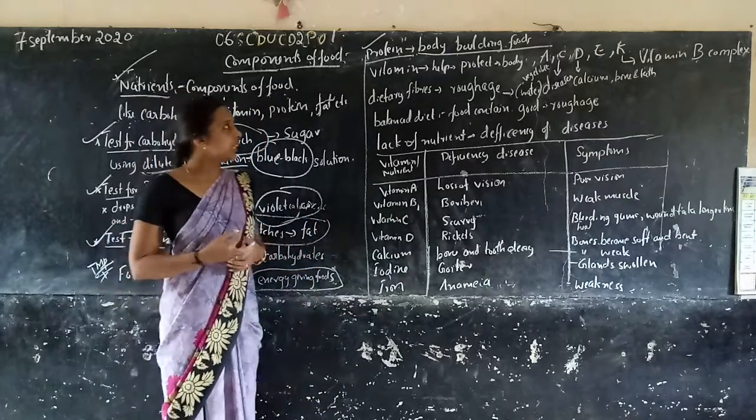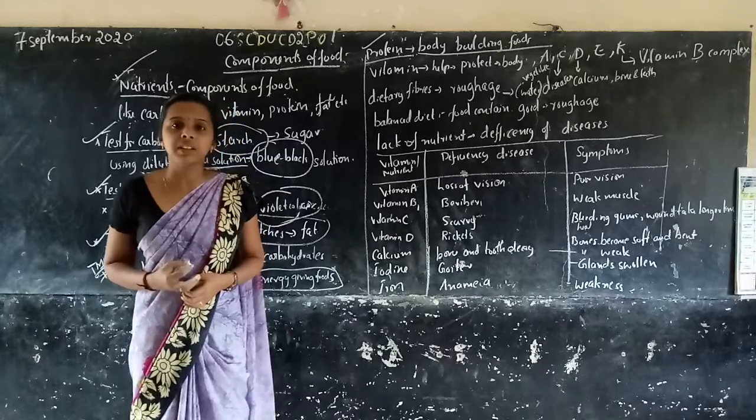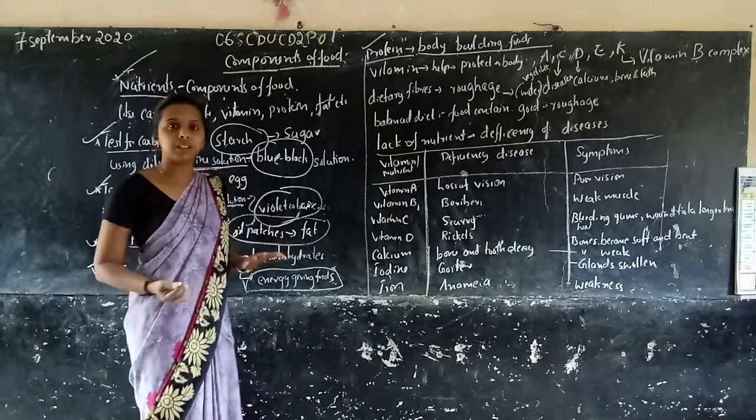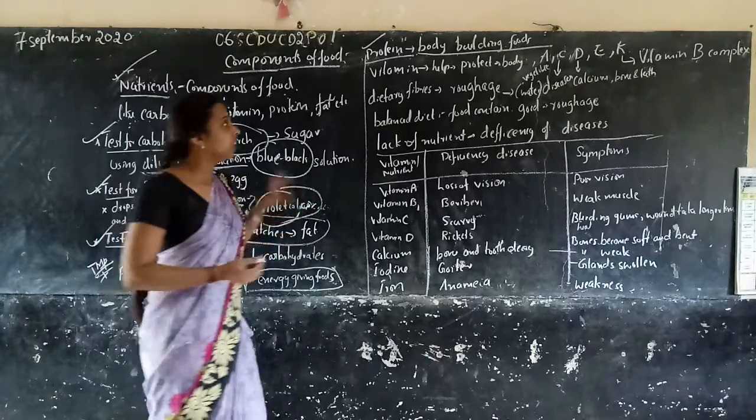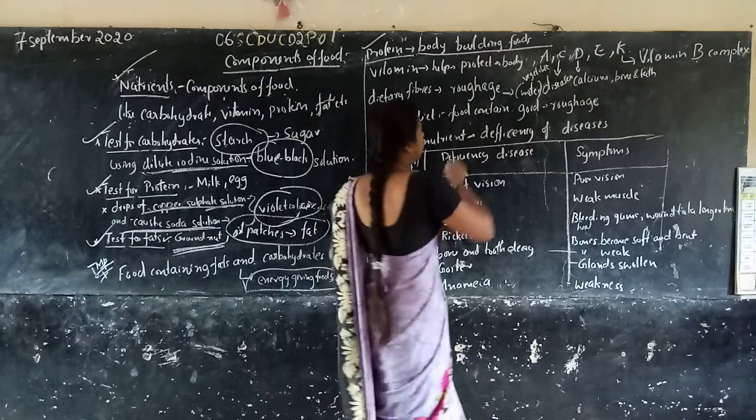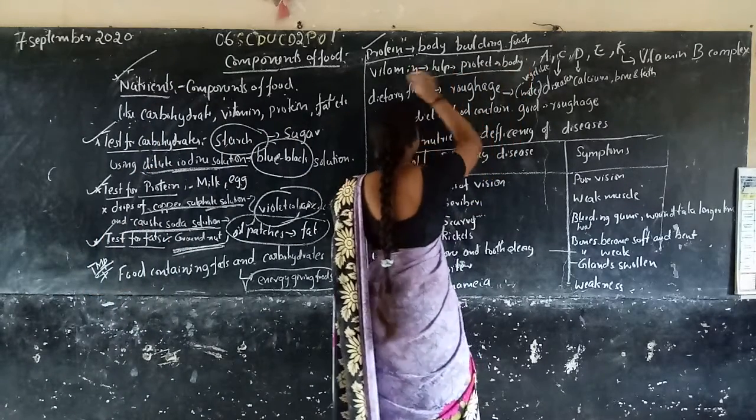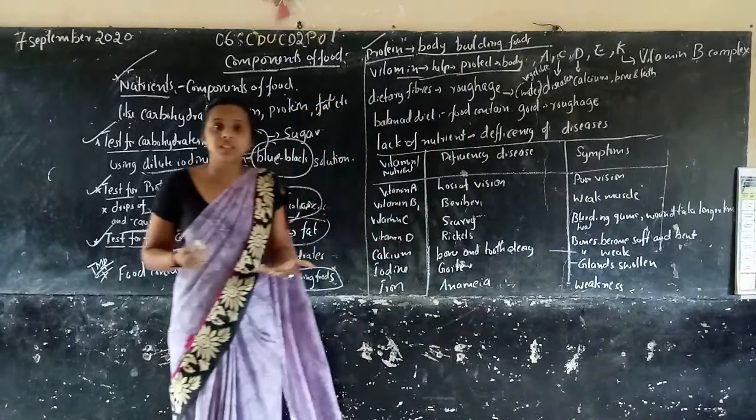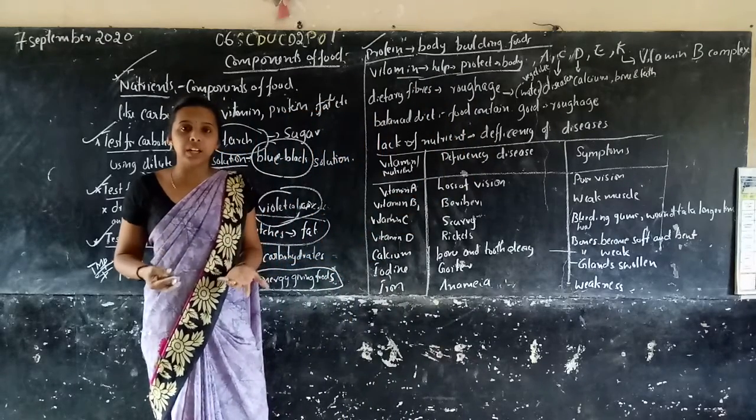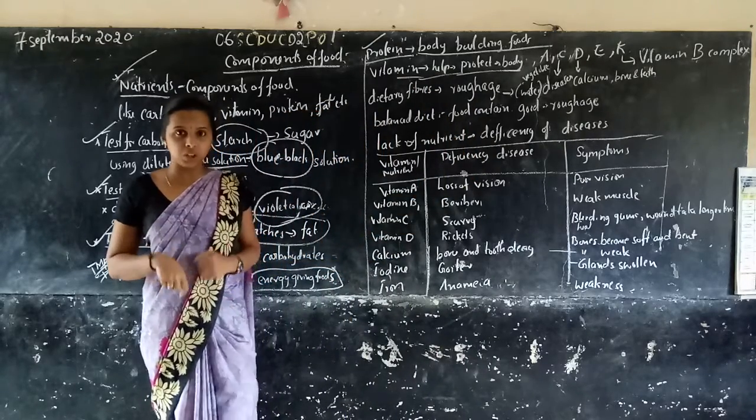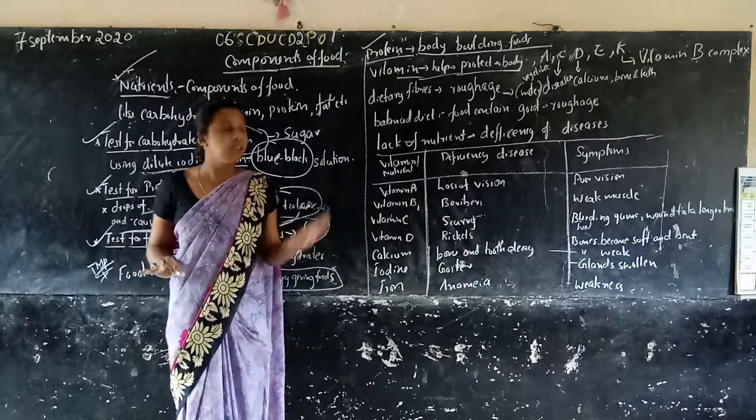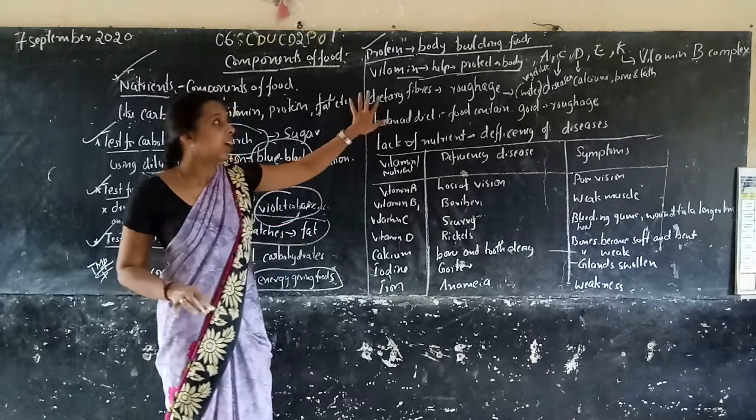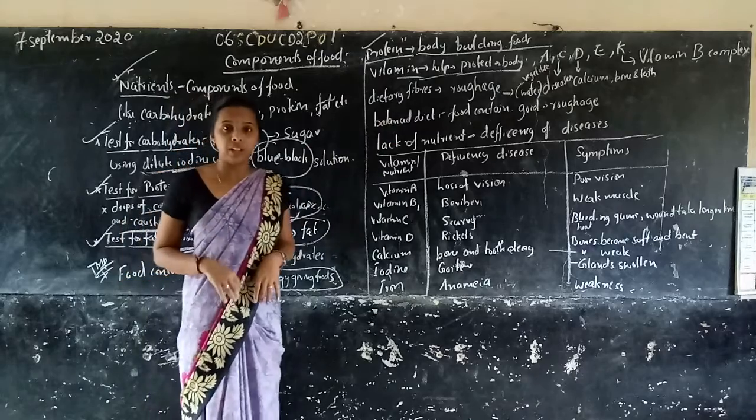Next, we study what vitamins are. Vitamins are one of the nutrients which help to protect our body. What do they do? They give us energy for walking, working, reading, writing, etc. So these vitamins help protect our body. How do they protect?